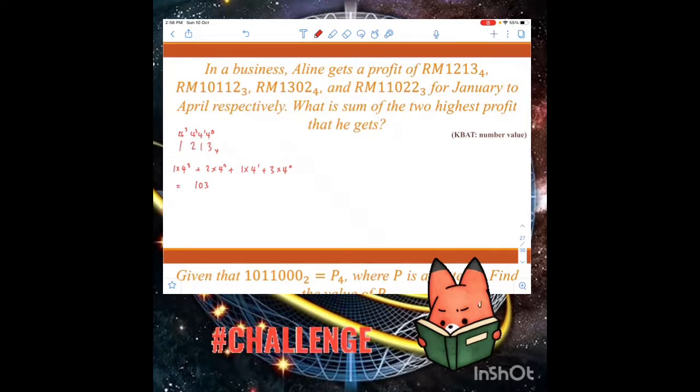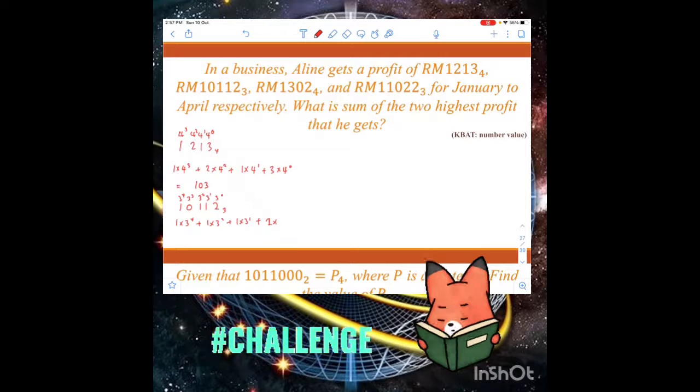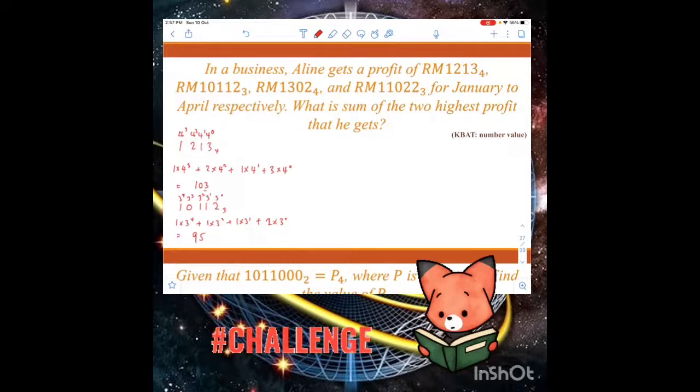Now we go and calculate the next number that has been given to us, which is 10112 base 3. Since this one is a base 3 number, we write the powers 0 1 2 3 4. Then we go and find the number value. So we're going to have 1 multiplied with 3 to the power of 4. 0, we don't have to calculate because we will get back 0. Plus 1 times 3 to the power of 2, plus 1 times 3 to the power of 1, plus 2 times 3 to the power of 0. 3 to the power of 0 is 1, so we still need to multiply it. So by using a calculator, you will get 95. All right, so you can see that this one is lower than this one, so this one is a higher profit than 95.